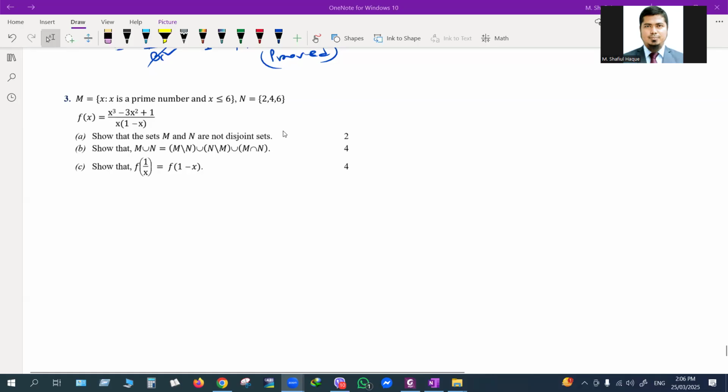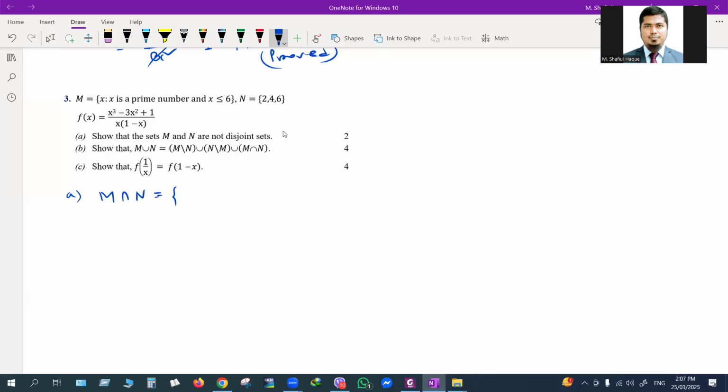CQ. First, question number A: show that sets M and N are not disjoint sets. Disjoint means the intersection will be the empty set, so we will check the intersection. Solution of A: M intersection N is equal to... at first we need to find out M.